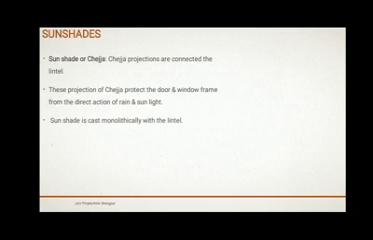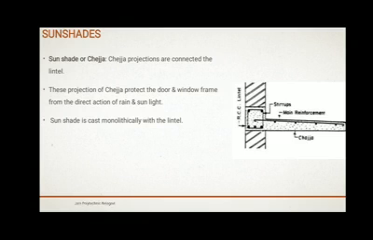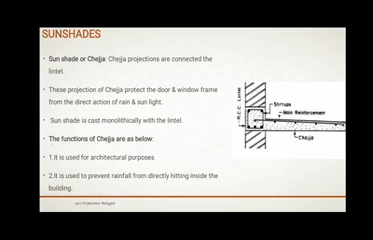So here, as I said, chhaja, these are projections connected to the lintel. They protect us from sun and rain action. Here you can see an RCC lintel with the reinforcement. It is also known as chhaja. It is also used for architectural purposes.